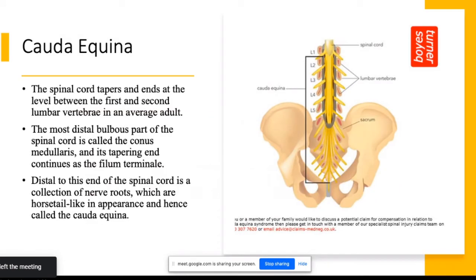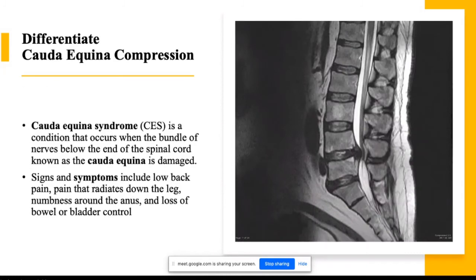Next, the last clinical point which we have to remember when we are treating a patient of low backache is about Cauda equina syndrome. We know the terminal part of the spinal cord, we call it Cauda equina. When the intervertebral disc disease completely obstructs the Cauda equina, that is the lower end of the spinal cord, then we call it Cauda equina compression.